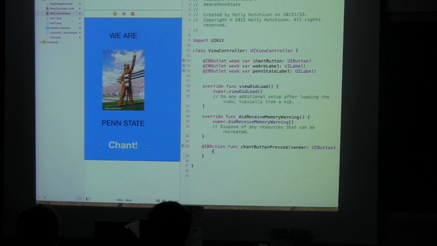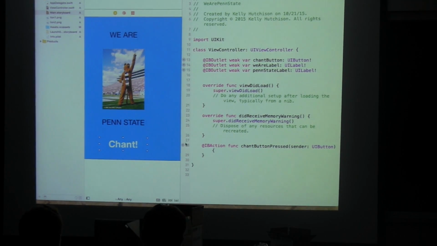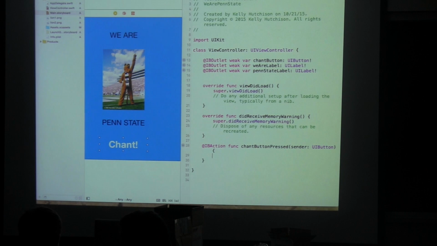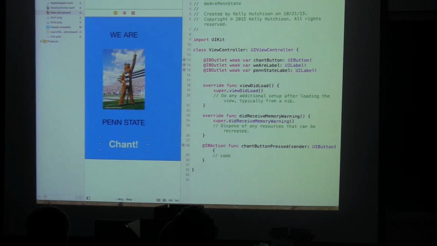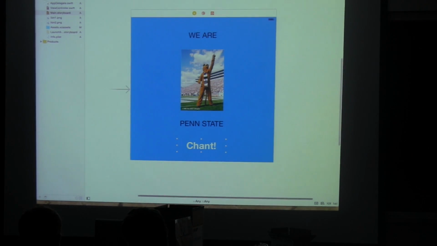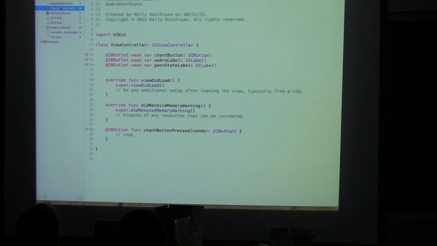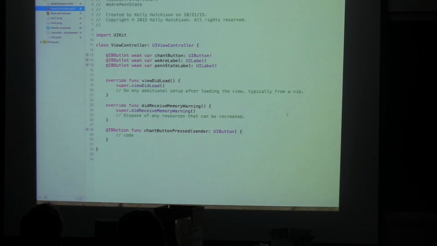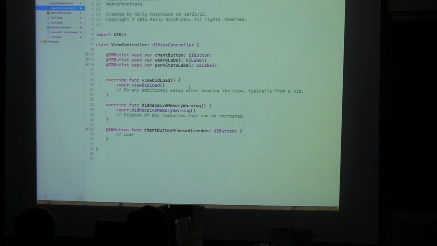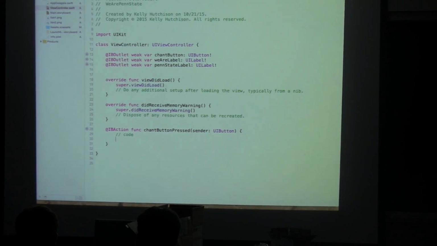Anyway, now we have this nice function for when we press the button, and we can simply insert our code here for what we want to happen when we press the button. So now that we have our outlets, we can switch back to the regular editor full screen, and we can start writing our code.